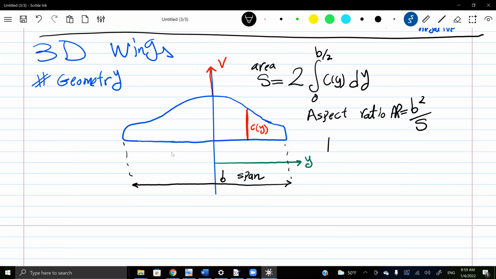And there is also the taper ratio. We denote it by lambda. This is c tip over c root, where c tip is the chord of the tip simply, and c root is the chord of the root. It's typically less than 1, as you can expect. So this is for a generic wing.